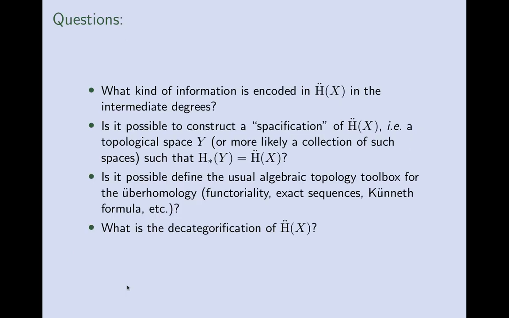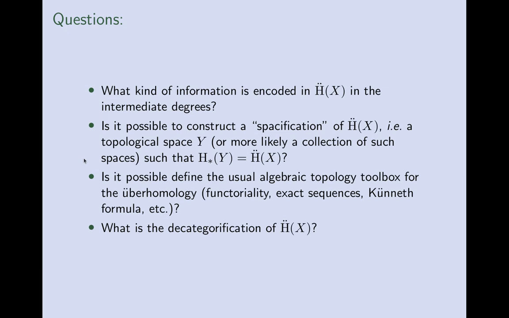And let me conclude with a few questions. So first of all, something I've tried a lot to look into, but couldn't find any definitive answer. We see that in the lowest degree and in the top degree, we go from combinatorial to topological information in the Überhomology. What happens in the middle? Like, what kind of information is encoded, if any, in the intermediate degrees of the Überhomology? I would really like to see an answer to this.